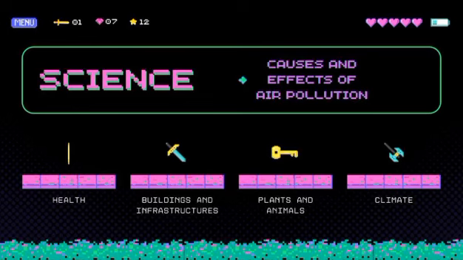Before we get started, here's a quick look at our agenda. Our presentation will cover the causes and effects of air pollution. We'll be looking at four main areas: how air pollution affects our health, our buildings and infrastructure, plants and animals, and finally the global climate.